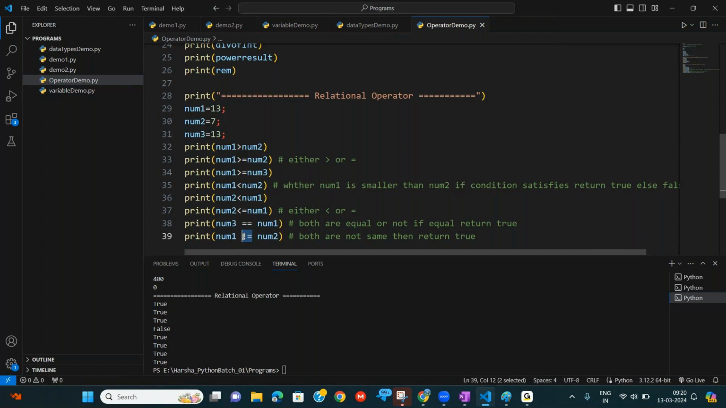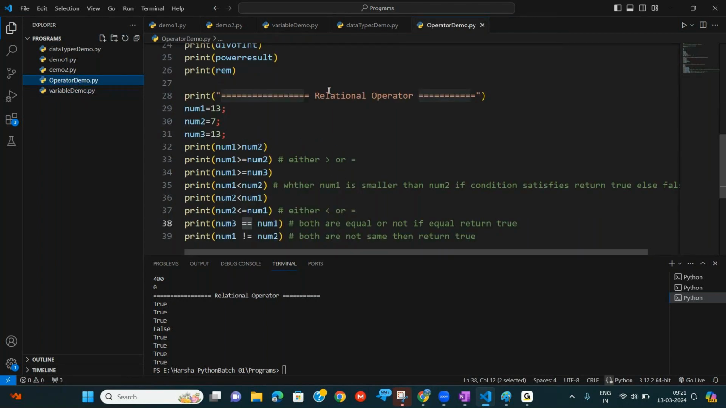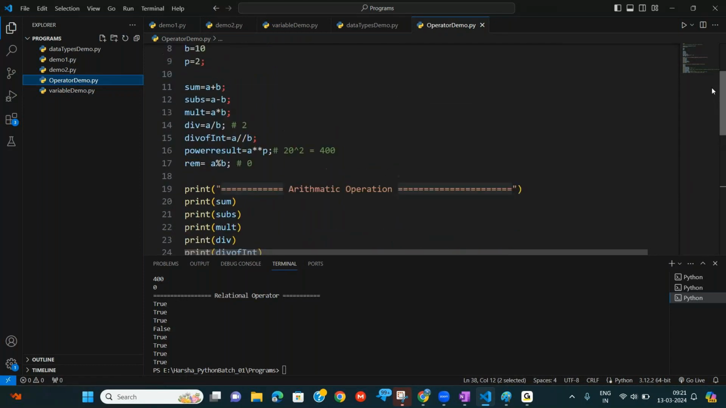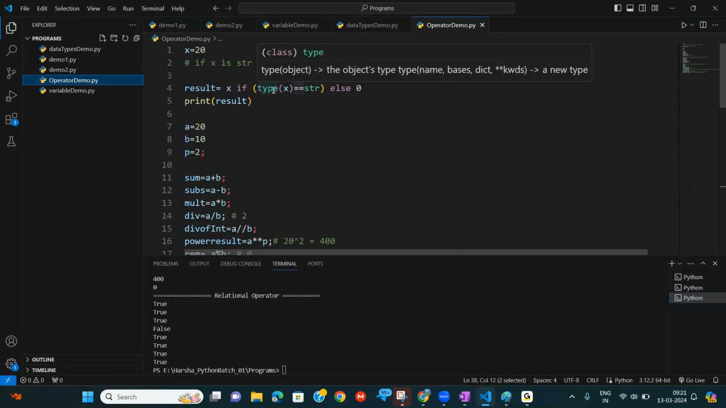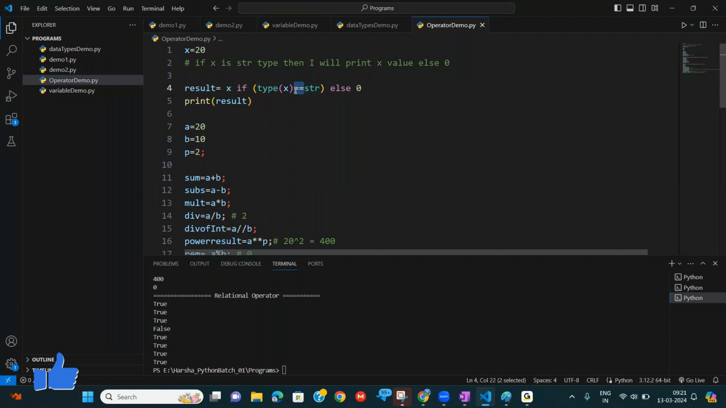Okay, so if I'm trying to use double equal, that means I need to check whether those things are equal or not. You can see in the example I have shown, that ternary operator. In the ternary operator, I'm trying to see whether this x is a string or not. So that's why I'm using this double equal. Okay, so if I'm trying to check it is not a string, then what do I need to write? I have to write this. So initially it is giving me the true result.